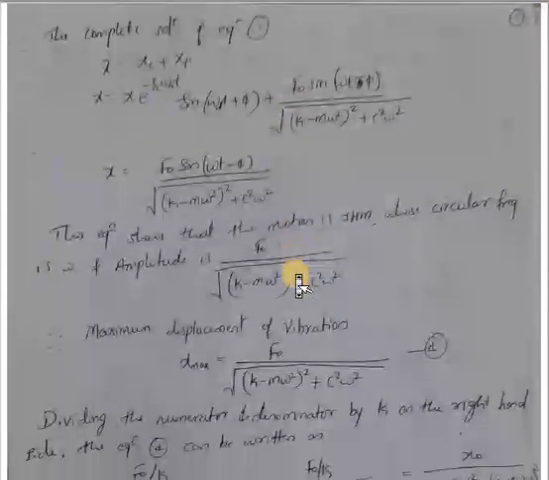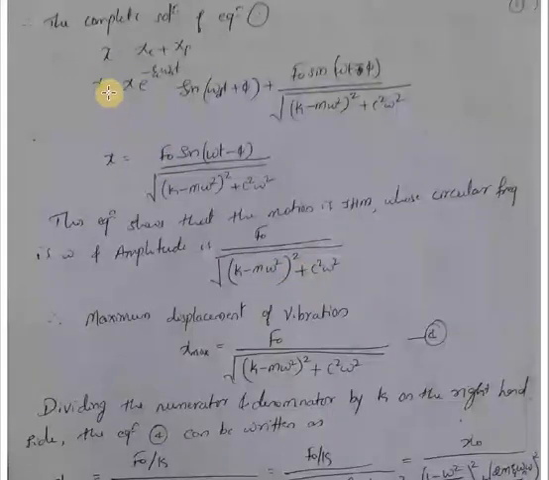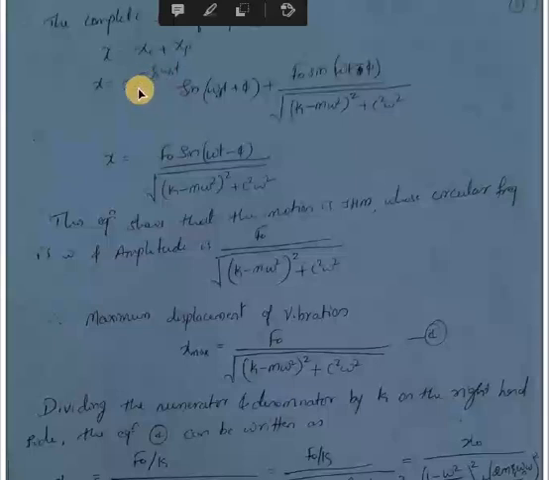Now the complete solution of that equation is x equal to x_c plus x_p, where the x_c value is x into e raised to minus zeta omega_n t into sine of (omega_d t plus phi), and x_p we have already derived. If you substitute those two, and if I ignore this x_c term for the undamped case, I can rewrite the x value as F0 into sine of (omega t minus phi) divided by this term.